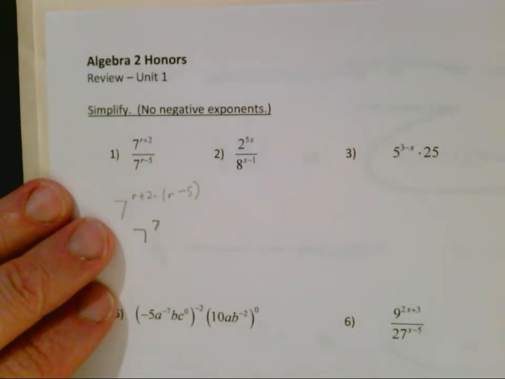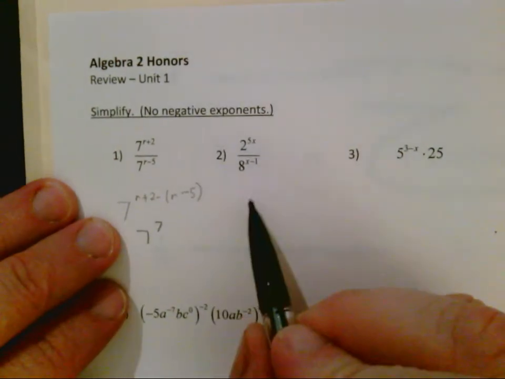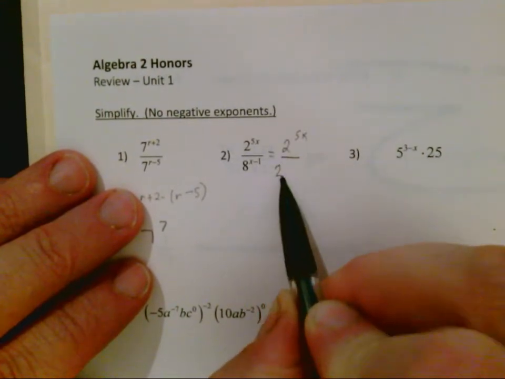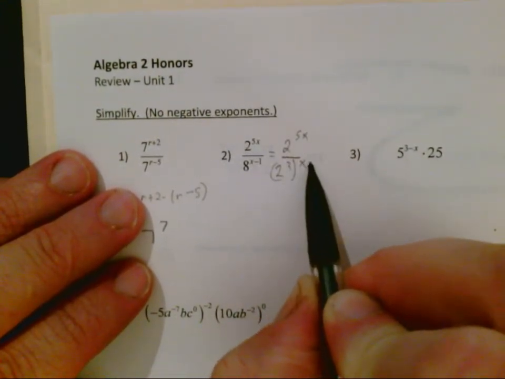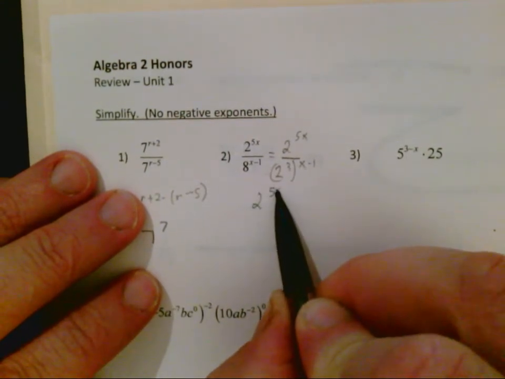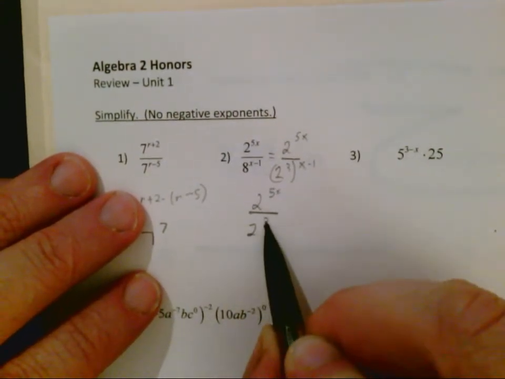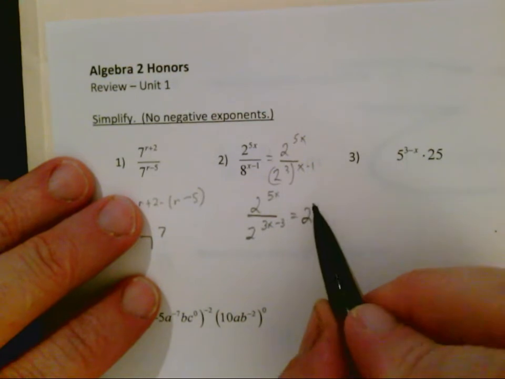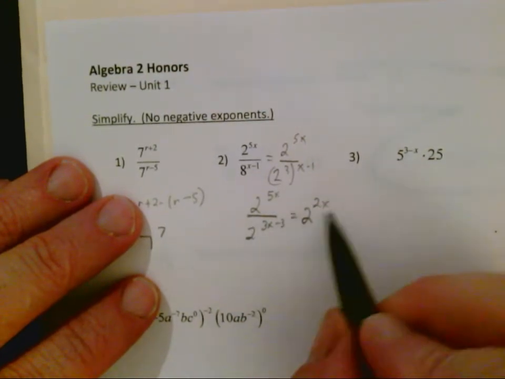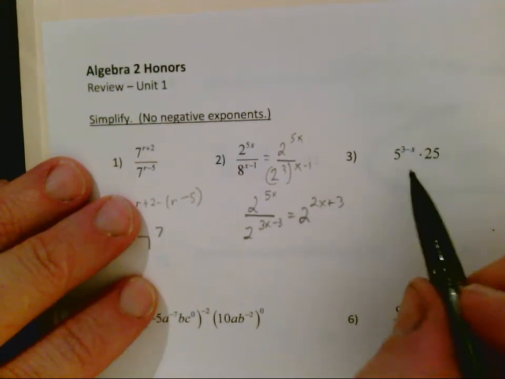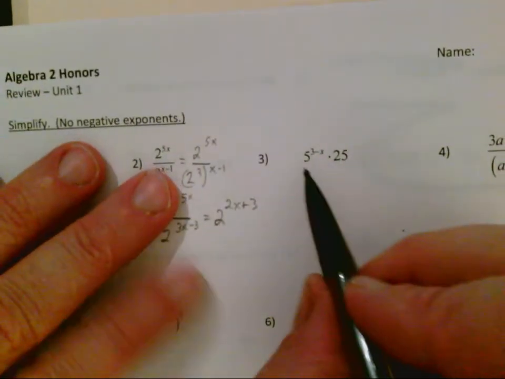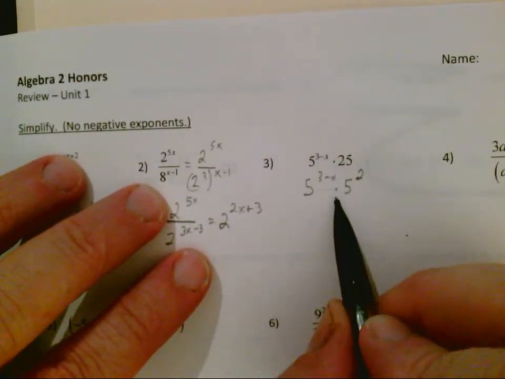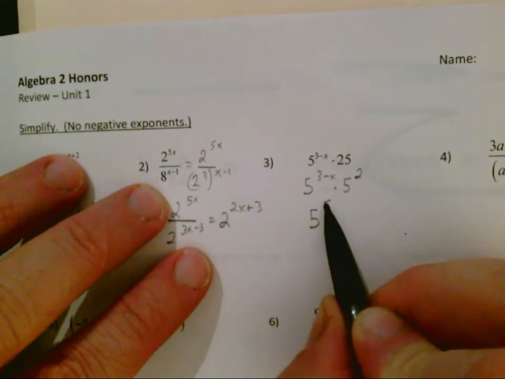The second one, to reduce it, you need to write both of them as powers of 2. 2 to the 5x over 2 to the third, raised to the x minus 1. So that's 2 to the 5x over 2 to the 3x minus 3. And then you subtract your powers. 5x minus 3x is 2x, minus negative 3 is plus 3. Next one is powers of 5. This is already a power of 5, 5 squared. Multiply exponents, you add. 5 to the 5 minus x.